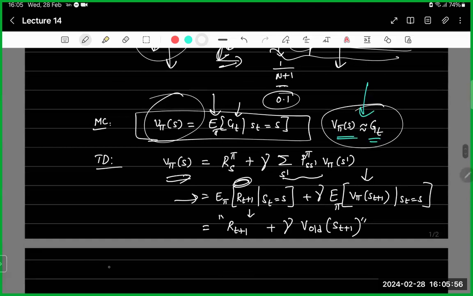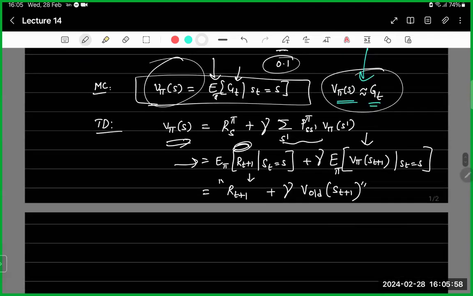So the TD update rule is essentially the following. V new of S_t equals V old of S_t. Sorry, V old of S_t. What is the general update rule? Your new estimate equals the old estimate plus some small correction, plus some small constant times the correction. So G minus V old of S_t, this part is fine.